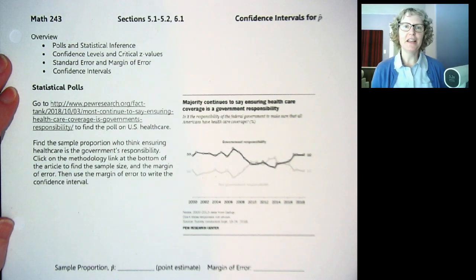Hi, this video is an introduction to confidence intervals. So today is the day we get to statistical inference. Okay, so here's an overview of what we're going to be looking at.